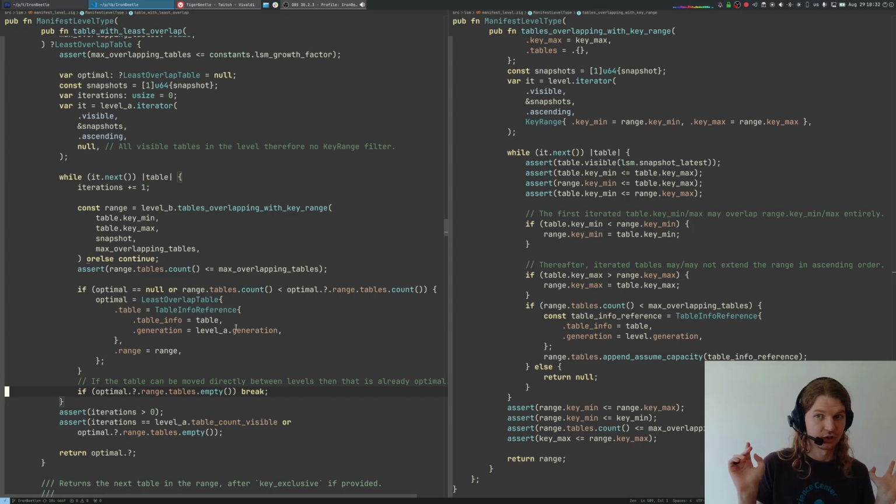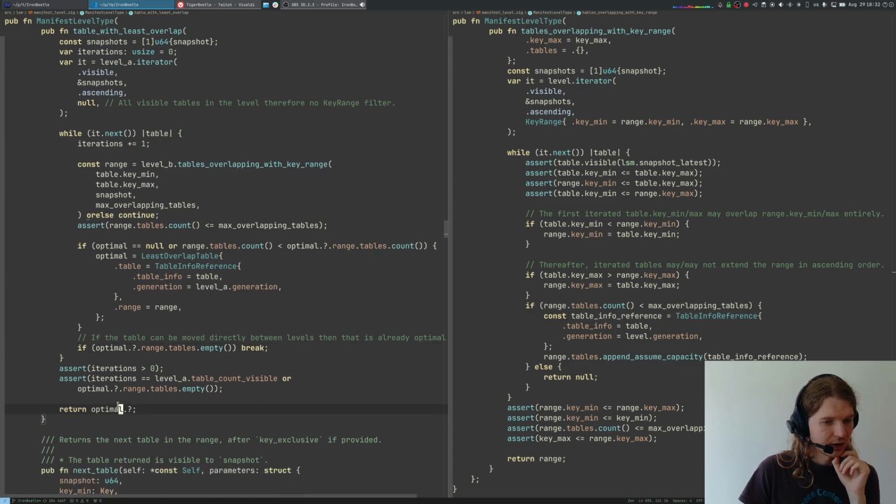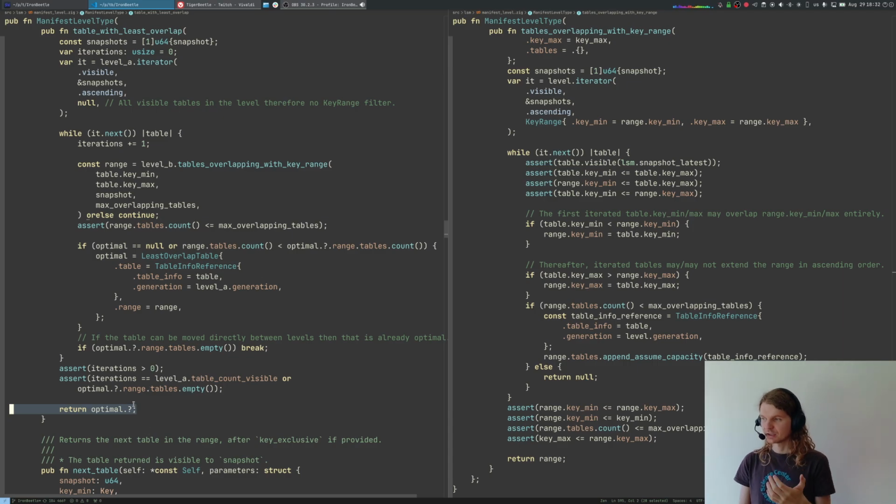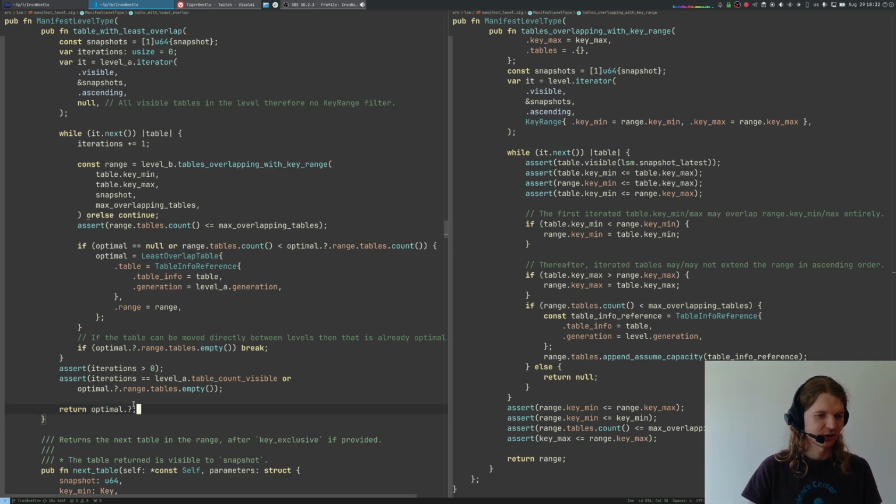then we're finished. Okay, and this is the key. We return the optimal table as usual. Dot question mark is Zig's operator for checked null dereference, and this is like the pigeonhole principle.